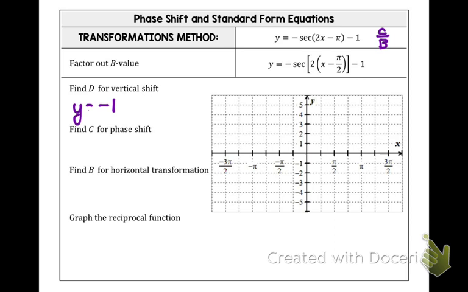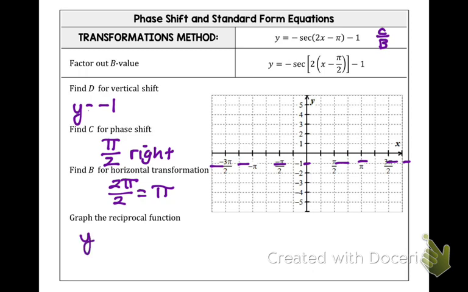So we're going to scoop that midline down at -1. So let's dot that in so we don't forget it. My phase shift is my c over b, so half a pi, and we're moving to the right. My horizontal transformation, so my period, 2 pi over 2, means my period is now pi. And my reciprocal function for secant is cosine of 2x minus pi, minus 1.